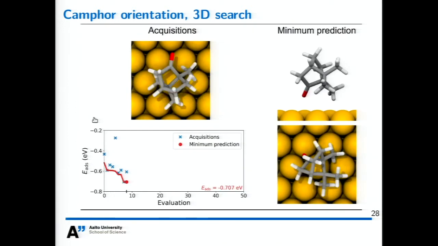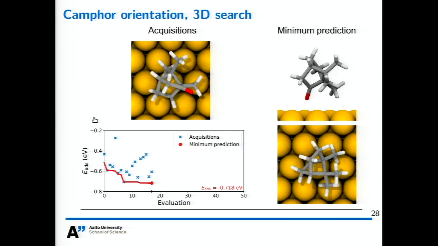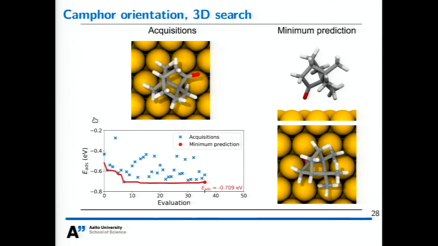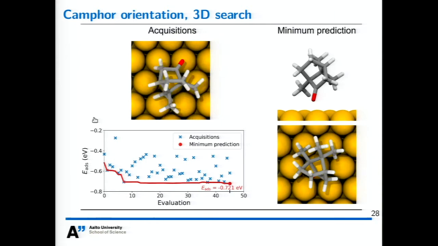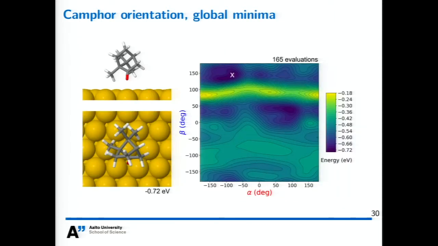You see that BOS is actually taking acquisitions also from fairly high energies, so it's exploring the potential energy landscape also in the other areas besides the minimum, and that is really needed to solve the potential energy landscape. At this point, you see that the minimum prediction is still changing, even though the energy is fairly constant. After about 165 evaluations, the energy landscape converged.